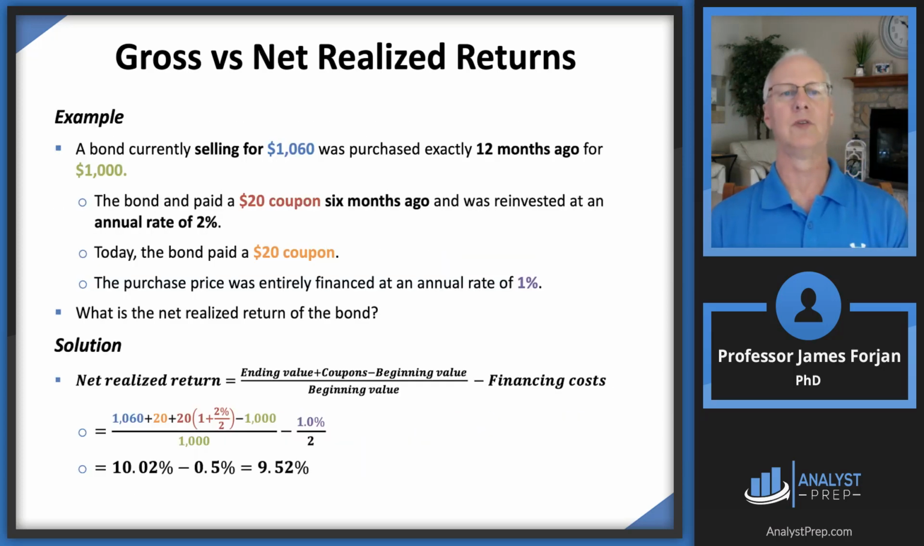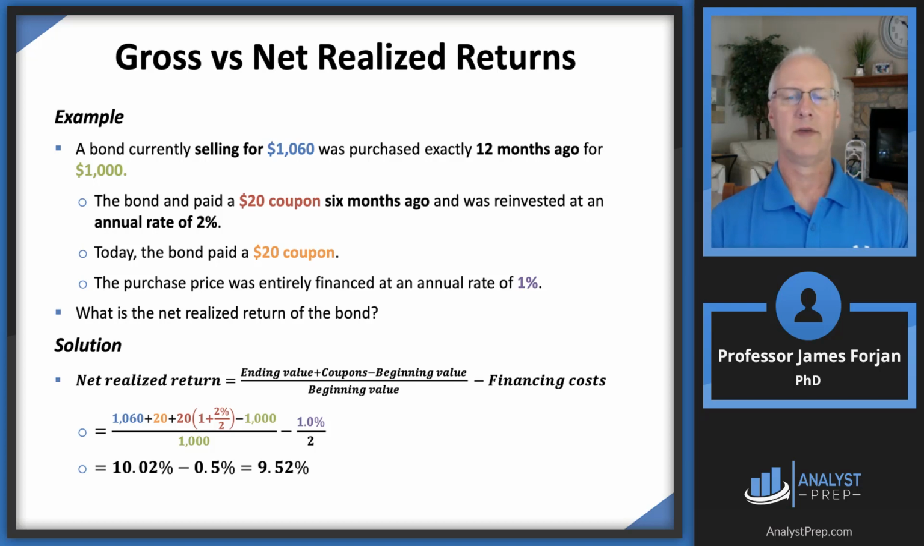Here we can quickly do some math. Let's see, we bought a bond 12 months ago for $1,000, currently selling for $1,060, paid a coupon of $20 6 months ago, and that was reinvested. That's an important concept. And then today the bond paid a $20 coupon as well, right? So the purchase price was entirely financed at an annual rate of 1%. So what is the net realized return on the bond?